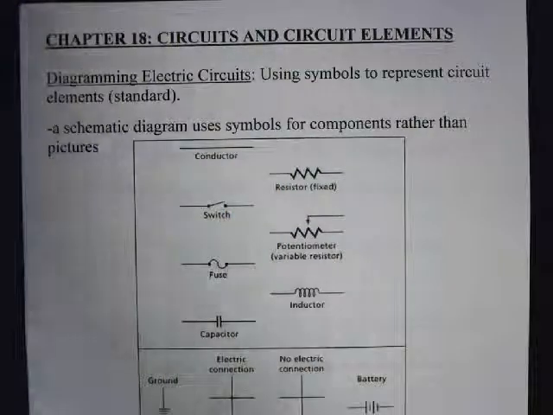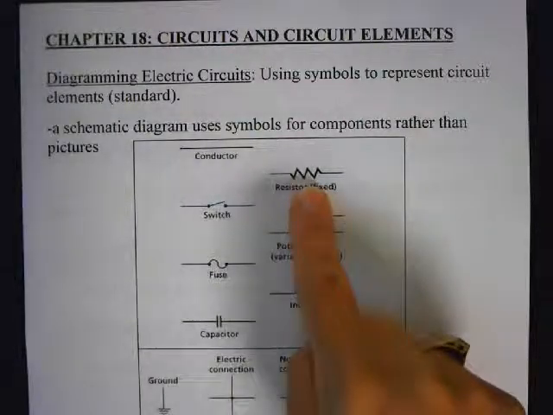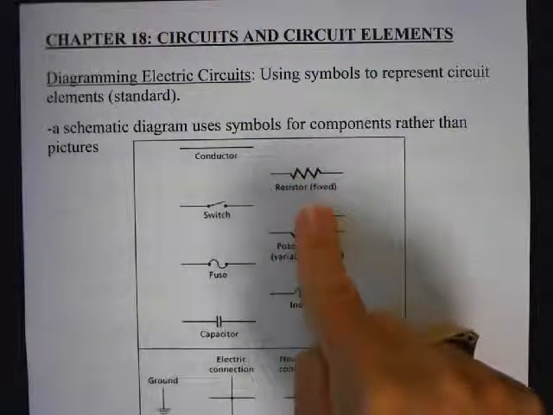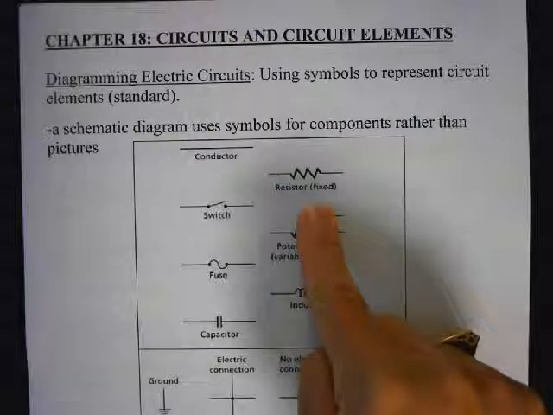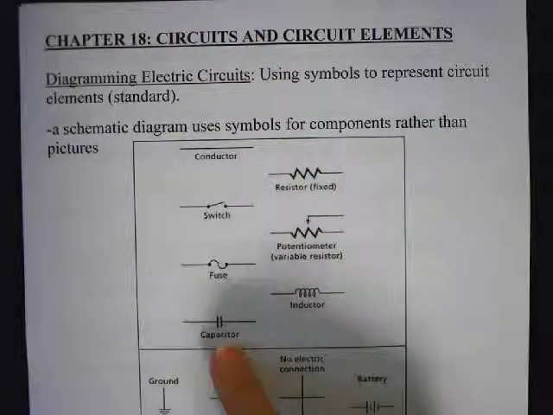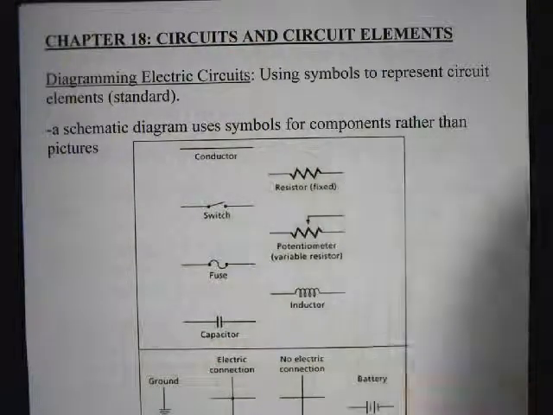This is a switch to turn something on and off, almost like the light switch. This is a resistor. So we've looked at resistors, and this is one of the symbols that we're going to be using often in this chapter to look at different types of circuits. Here's a capacitor and inductor. There's many more than these. These are just the ones that are in your book.